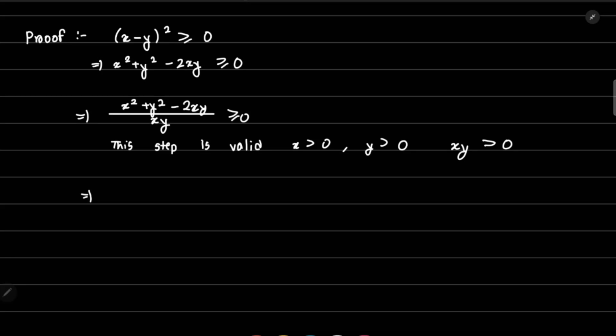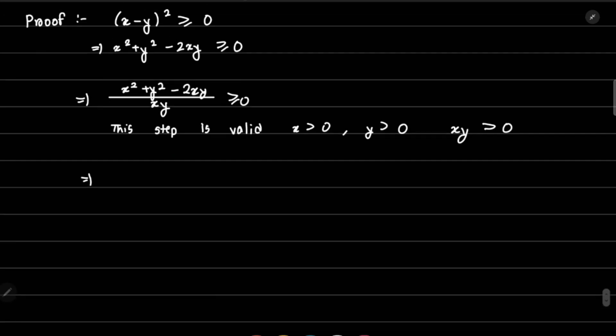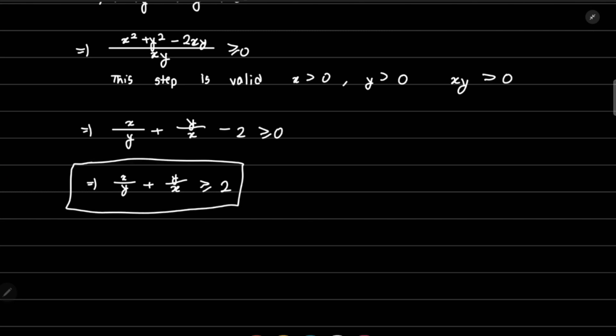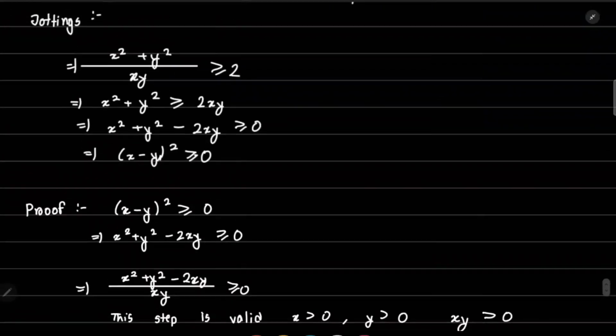From here we'll get x by y plus y by x minus 2 is greater than or equal to 0. From here we get our first line, which is x by y plus y by x, which is greater than or equal to 2. So we have proved this by using jottings.